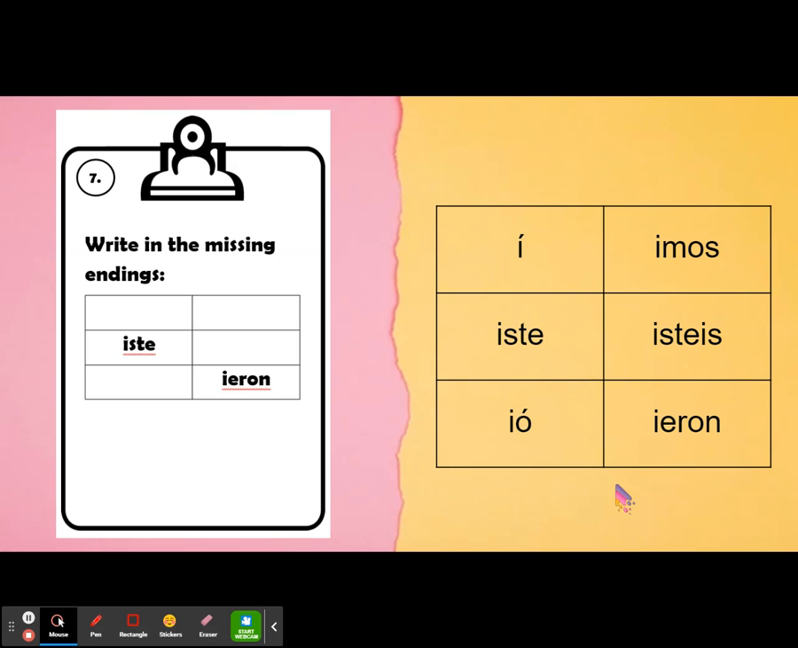Iste, yo, imos, istes, ieron. Okay, so just like AR verbs, for ER and IR verbs, you're just going to drop off that ending and you can apply these endings for whomever you're talking about.